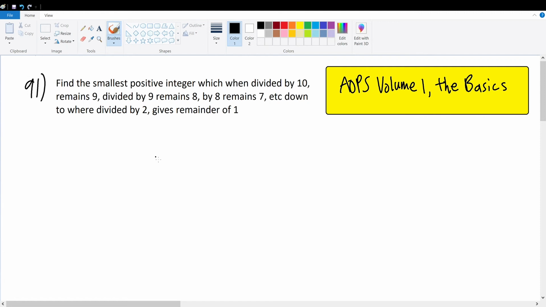AOPS Volume 1, the basics, number 91. To find the smallest positive integer which, when divided by 10, remains 9, divided by 9 remains 8, divided by 7 remains 6, etc., all the way down, when divided by 2 gives a remainder of 1.